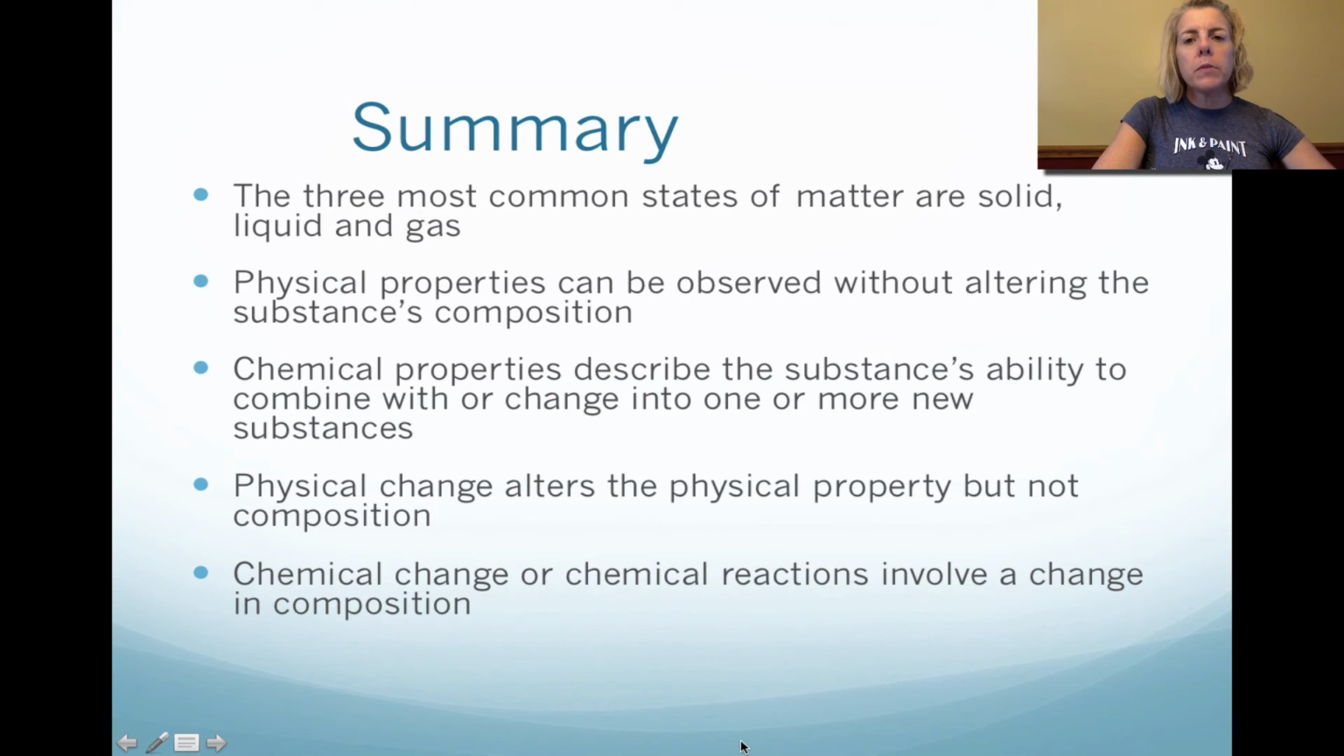Okay, so please remember that the three most common states of matter are solid, liquid, and gas. Physical properties, you can see them without altering the substance's composition. Chemical properties describe the substance's ability to change into one or more new substances. Physical change, we're just talking about altering the physical property, but not the composition. And then lastly, chemical change or reactions, we actually have change in composition.